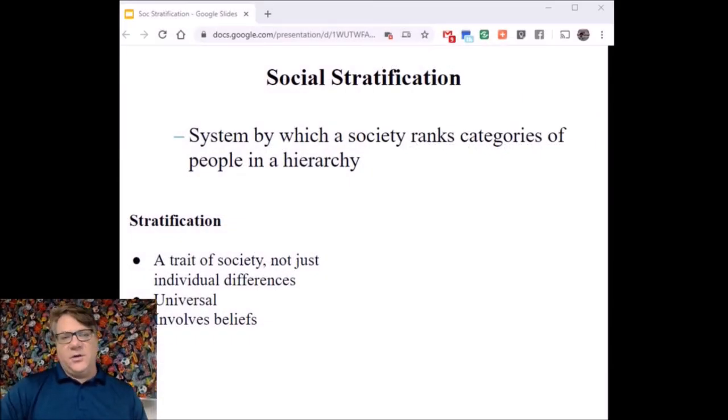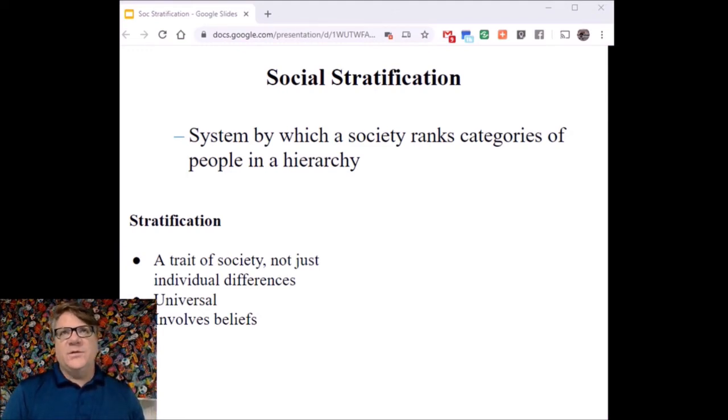So, back to looking at our slide. Stratification, again, is a trait of society, not just individual differences, okay? So how is stratification built into society? And again, that's something we're going to explore. Stratification is universal. In any society that you go to, wherever you have civilization, you're going to have stratification. You're going to have some people that have more power than others, all right?